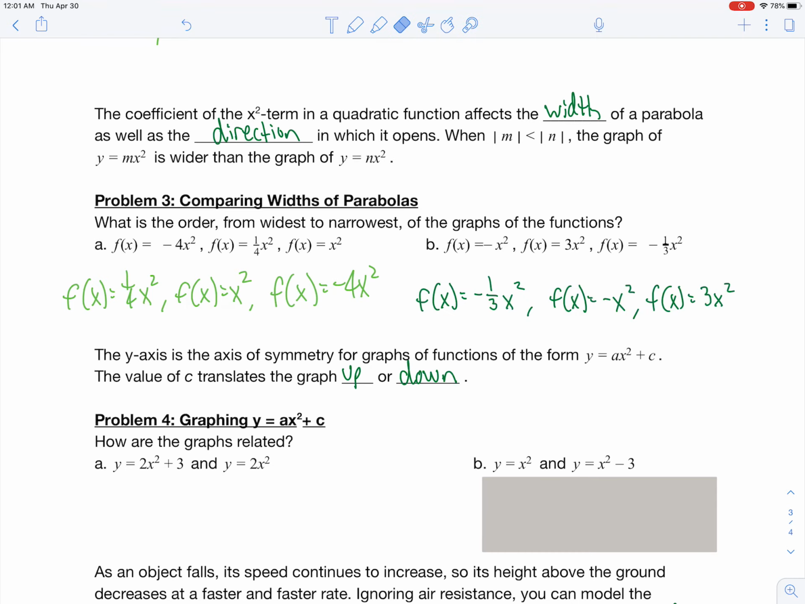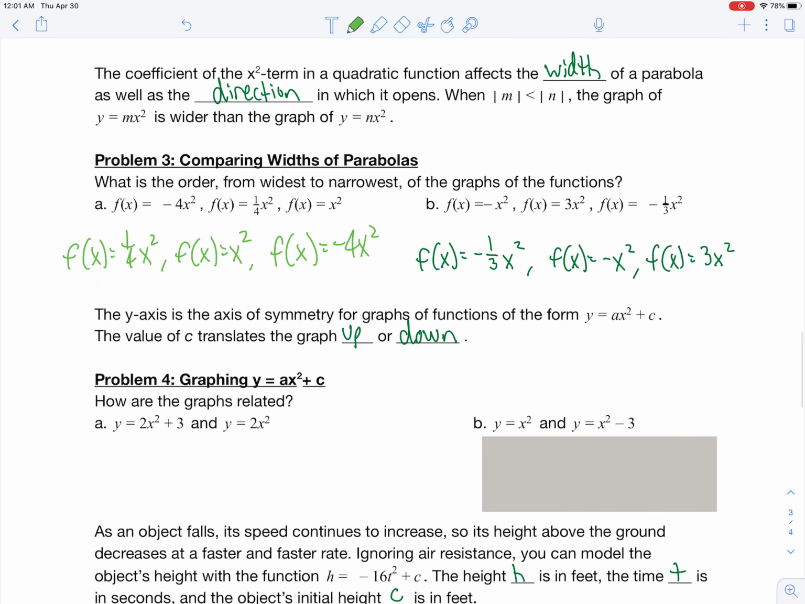Copying the same thing with our other example. Again, in terms of absolute value, 1/3 is the smallest, so that's the widest. Then 1, absolute value is going to be in the middle. And then 3, opening upwards because it's positive, doesn't matter. We just know that the 3 is greater than our other coefficients, so it's going to open narrowest.